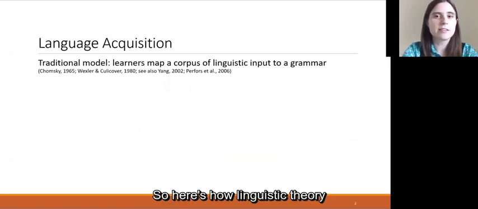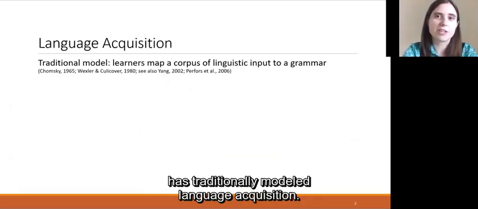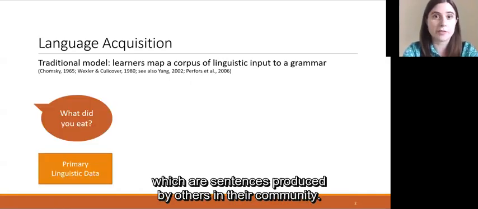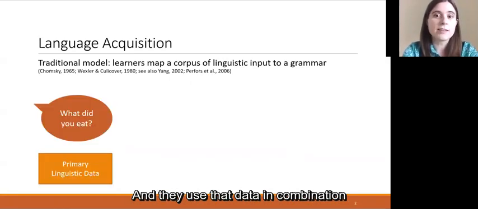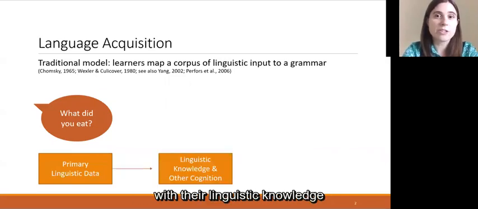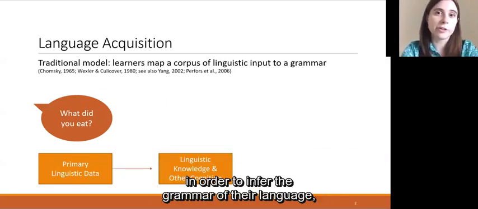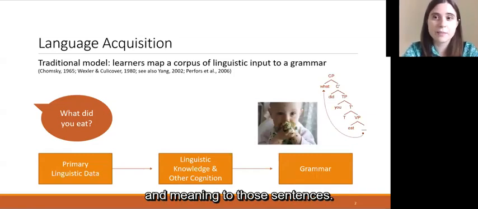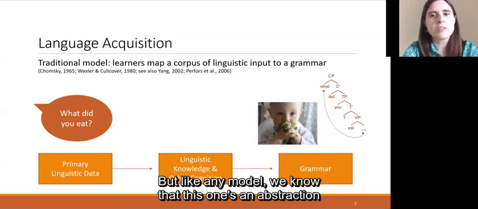So here's how linguistic theory has traditionally modeled language acquisition. Children take their primary linguistic data, which are sentences produced by others in their community, and they use that data in combination with their linguistic knowledge and the rest of their cognition in order to infer the grammar of their language, which allows them to assign structure and meaning to those sentences. But like any model, we know that this one's an abstraction.